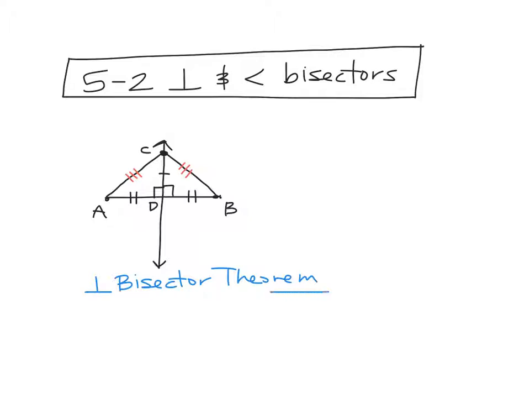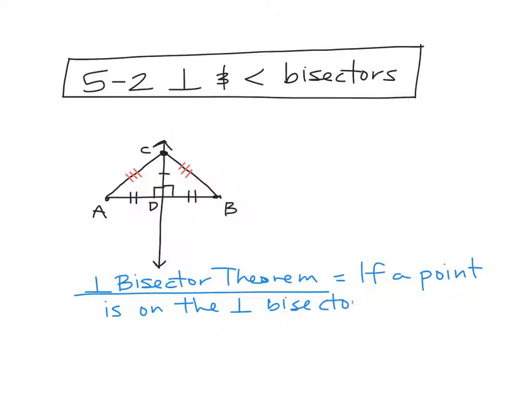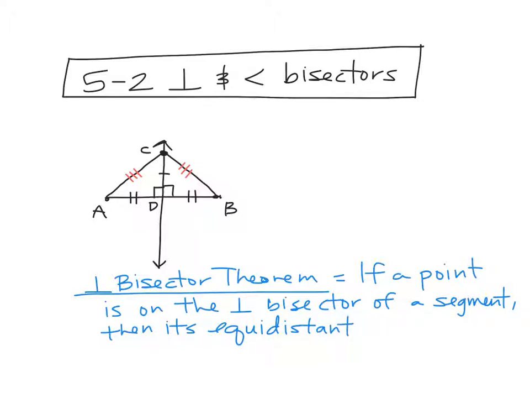The perpendicular bisector theorem. And it says this: if a point is on the perpendicular bisector of a segment, then it's equidistant. Equidistant. Do you know what that means? Equal distance. Okay, so it's the same distance away. It's equidistant from the endpoints of the segment.